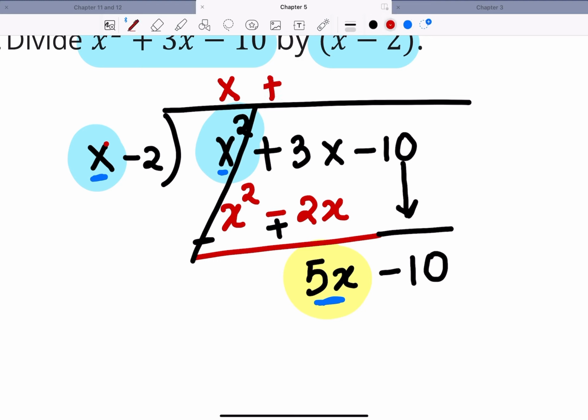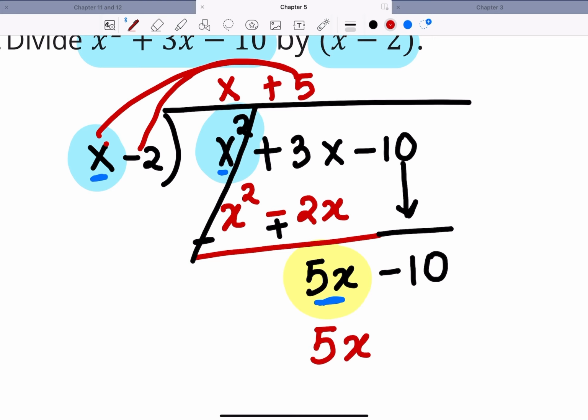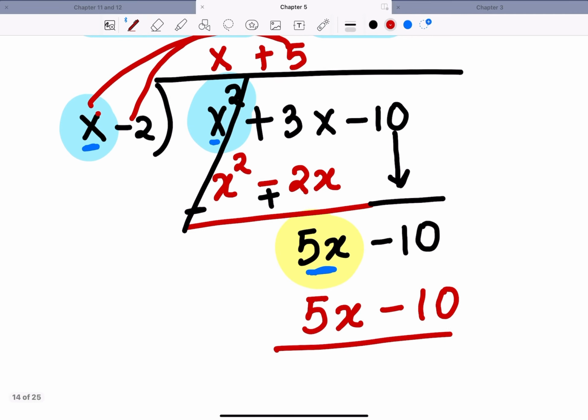So plus 5. Now what do I do? I multiply 5 with x and 5 with negative 2. 5 times x is 5x. 5 times negative 2 is negative 10. And now what do I do? I subtract.